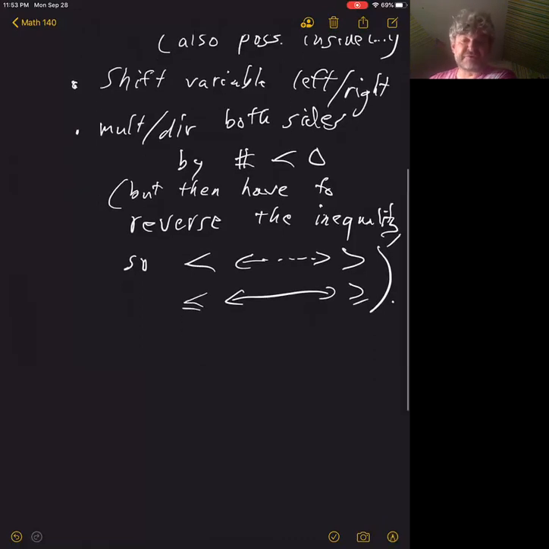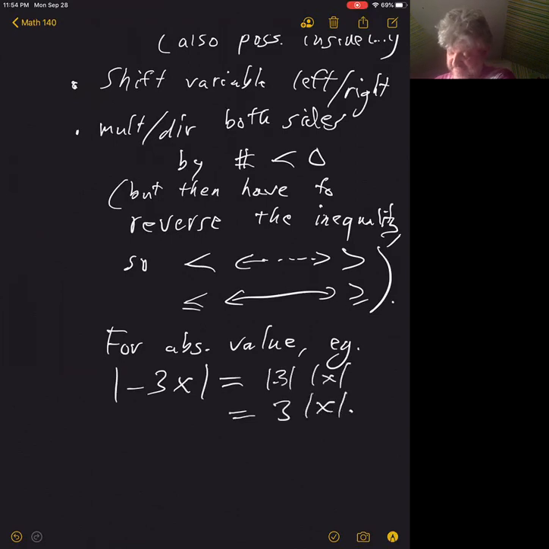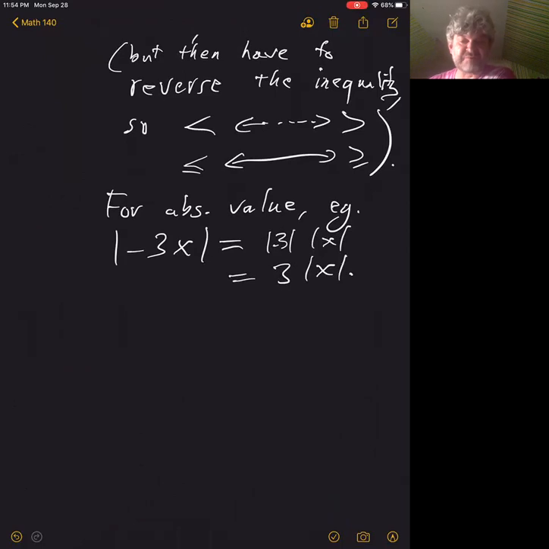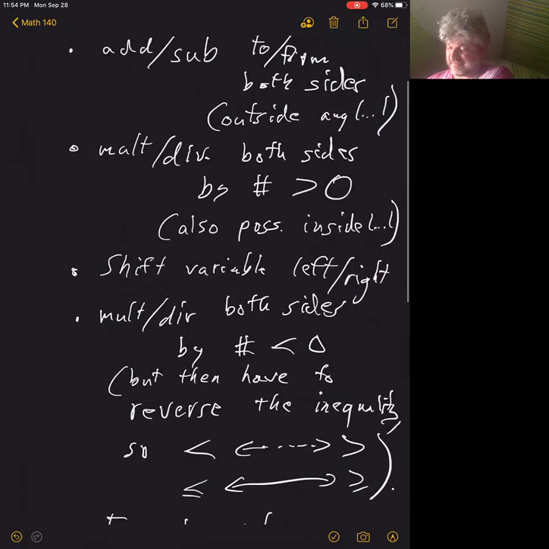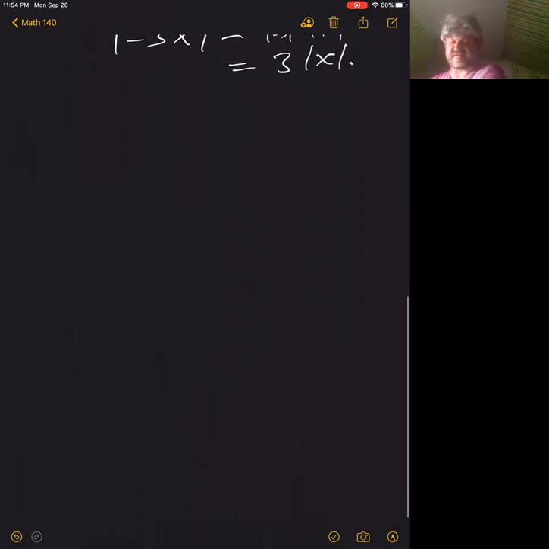And what happens with an absolute value if you pull a negative number out of the absolute value? Just one tiny example: the absolute value of negative 3x is the absolute value of negative 3, which is positive 3, times the absolute value of x. So that's 3 times the absolute value of x. That's what happens with negative numbers when we try to pull those out of an absolute value. All right, how many tools have we got? We really need only the first 3 here. And now let's attack some examples.